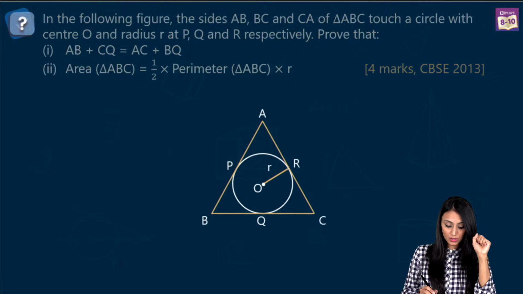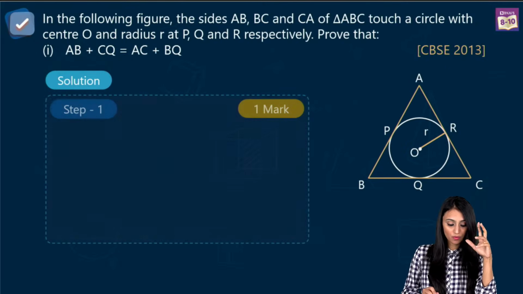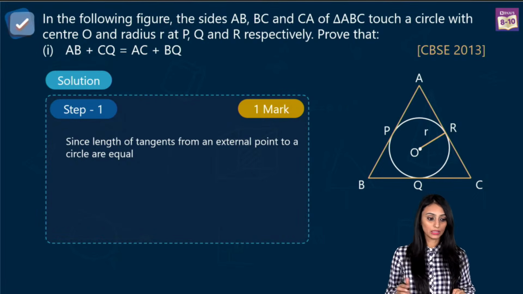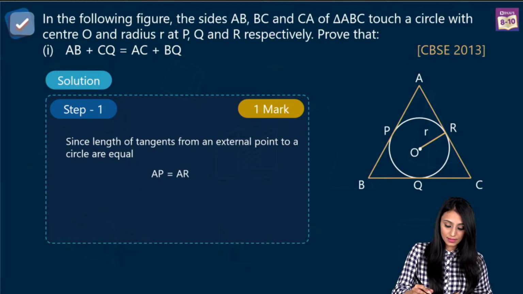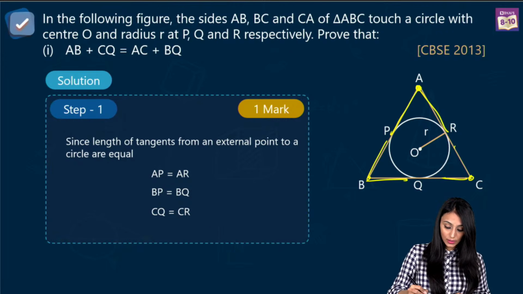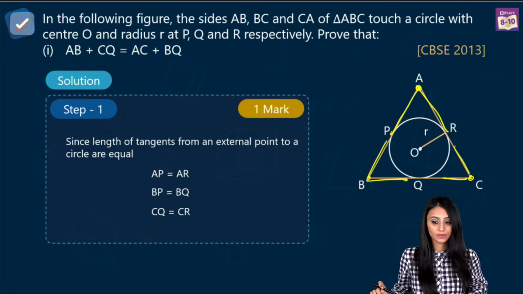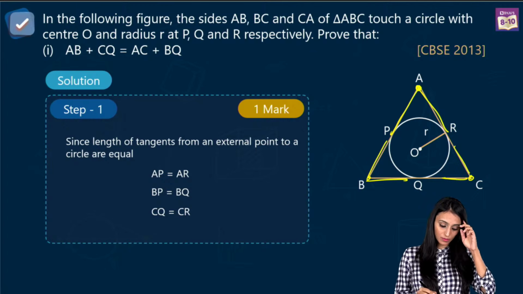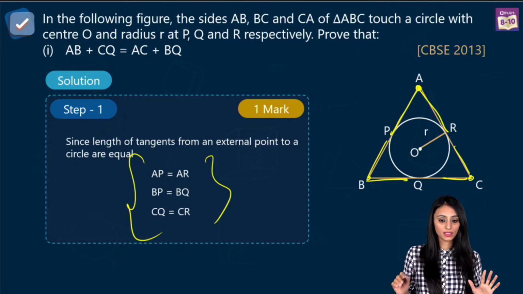Alright. First of all, we know that lengths of tangents drawn from an external point to a circle are equal in length, right? So I can say that AP is equal to AR. This is an external point, right? Similarly, BP is equal to BQ. C is also an external point, so CQ and CR are also equal. This we all know, so we can use it easily.